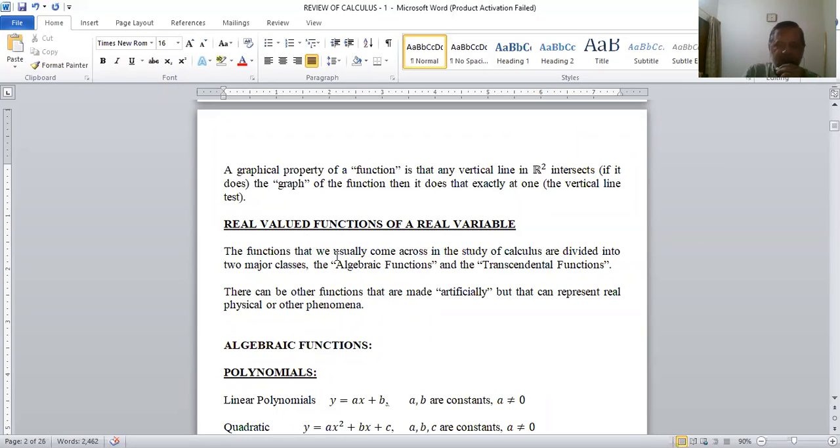The functions that we concentrate more on in the study of calculus or advanced calculus are classified into two major classes, the algebraic functions and the transcendental functions. Have you heard this term transcendental functions before?